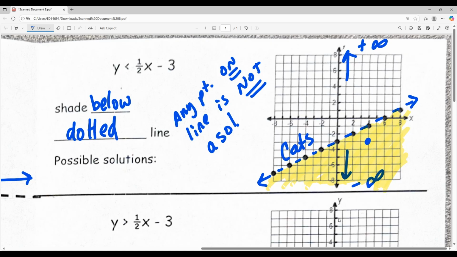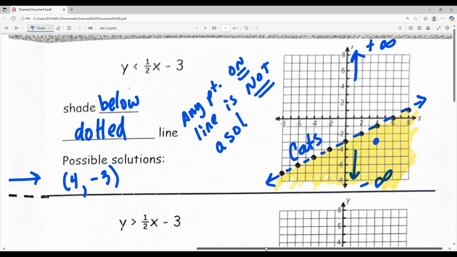So if I pick that point right there in that shaded region, that is the point for -3. -3 is a solution, meaning if I were to plug it in for x and y, it would give me a true statement. Any questions? How do we feel about this?